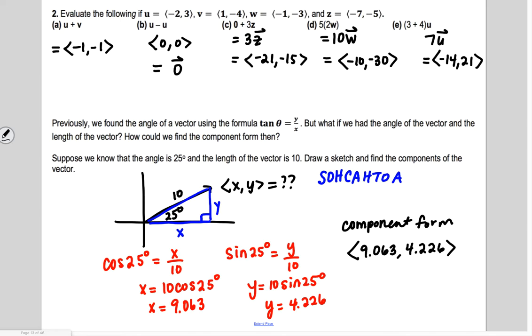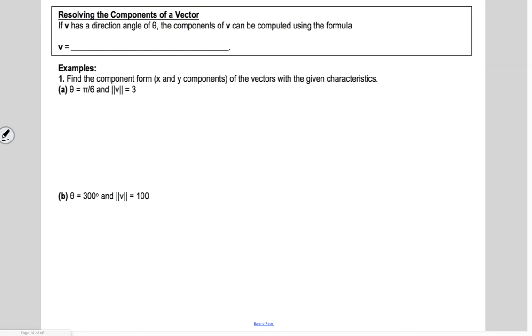All right, so component form, whenever you see that just means find the x component, find the y component. Easy enough? Do you guys think that it will always be like the hypotenuse times the cosine of the angle for x? I don't know. I think it will be. Because cosine of the angle always equals adjacent over hypotenuse. Adjacent is always x, right? Okay, so that's how we resolve the components of a vector.